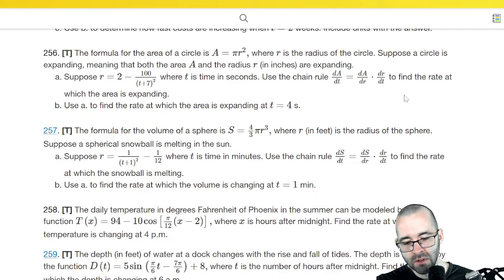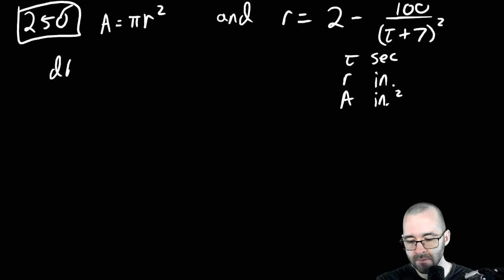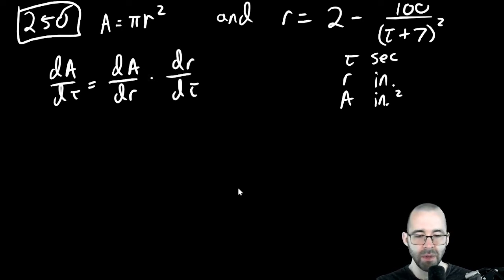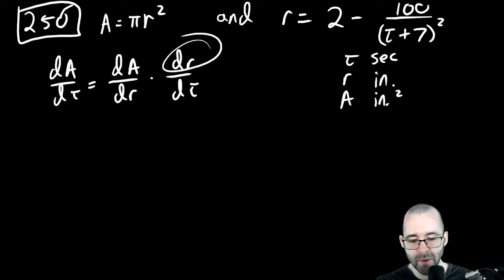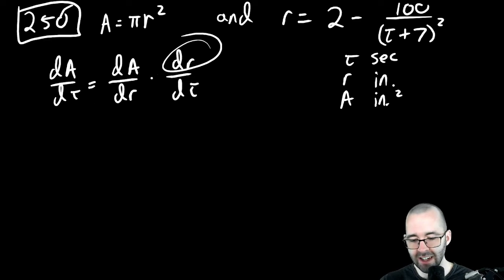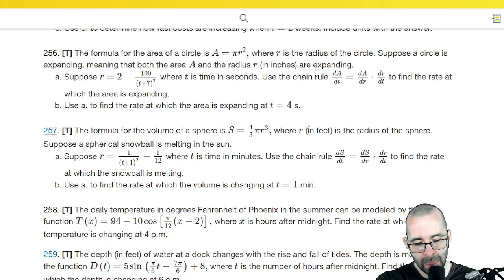Use the chain rule: dA dt equals dA dr times dr dt. I didn't have to look at this one because I know how the chain rule works. It's just different variables. And remember that we can intuitively think of these as canceling, even though they're not fractions and they don't really behave like fractions.